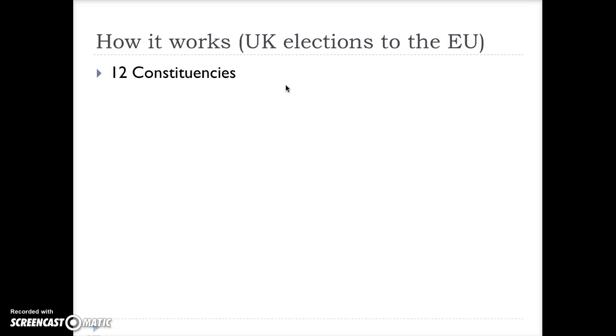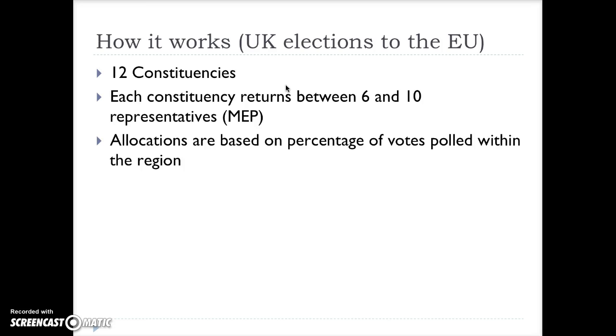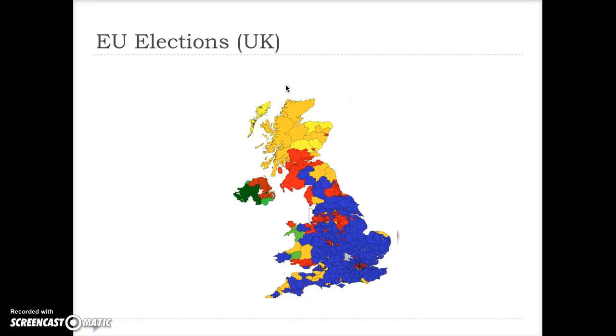Now, the UK is divided into 12 constituencies. Each constituency returns between 6 and 10 representatives. Allocations are based on percentages. Well, we've already discussed that. So if you have 6 representatives, one party gets half of those, then they get half the seats. It's really fairly straightforward.